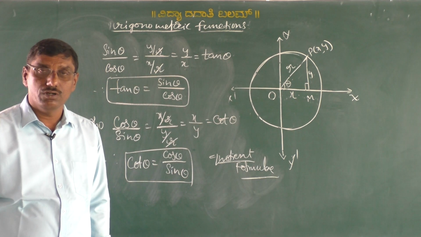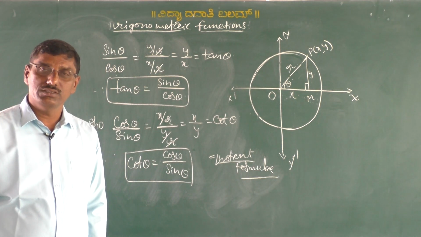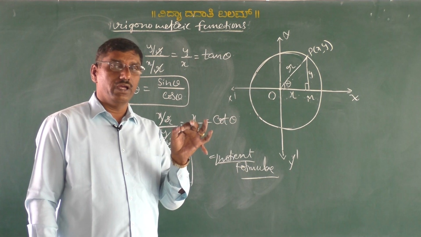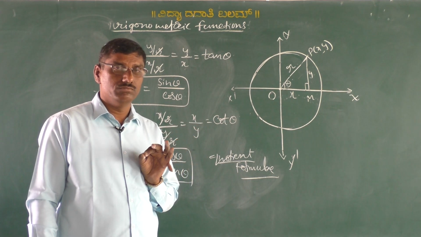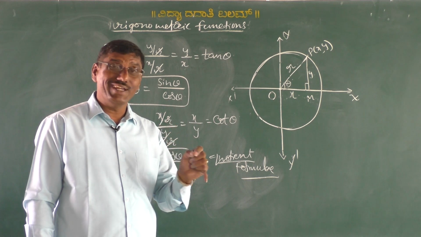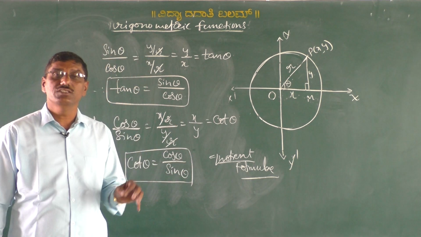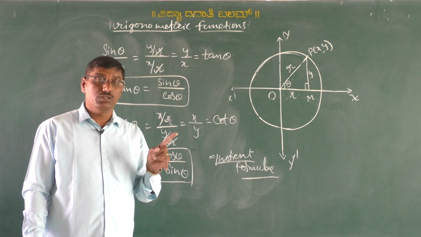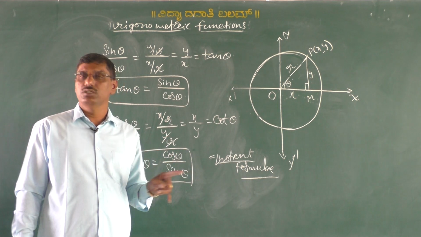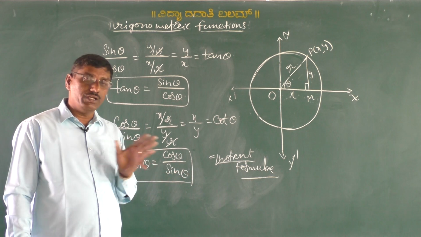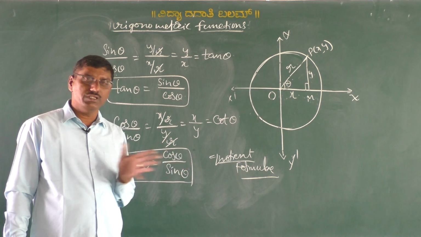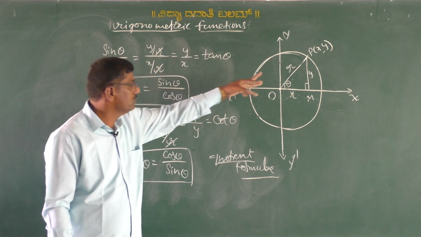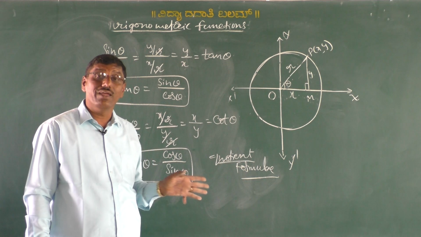Are you understood? All of you? I said at the starting: sine, cosine, tangent, cosecant, secant and cotangent. These are all trigonometric functions, isn't it? But sin x, cos x, tan x or sin theta, cos theta, tan theta, cosecant theta, secant theta, these are all real numbers. How? On the basis of these ratios, we get a real number.